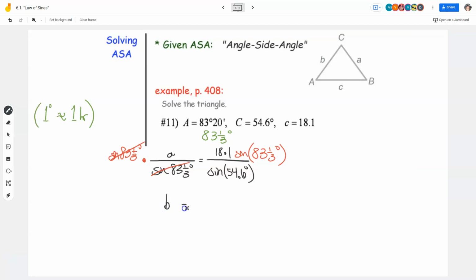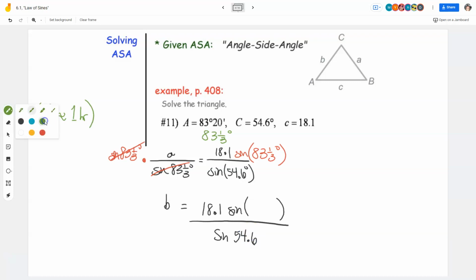So how am I going to go straight over here to 18.1 over, how should I know what B is to plug that in? What am I remembering? 180. Three angles add up to 180. So I can find angle B separately by saying it's going to be 180 minus that 83 1/3. Keep your wits about you. No, not 18.1, that's a side. 54.6.